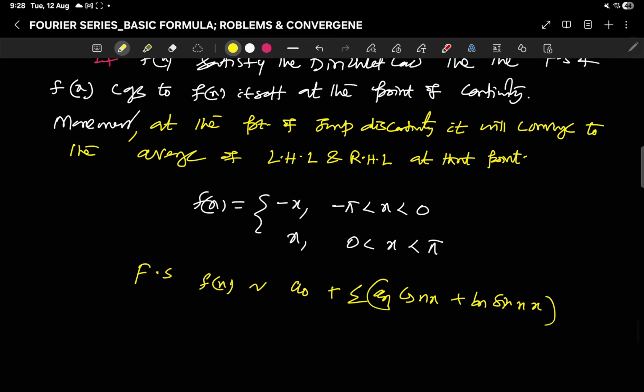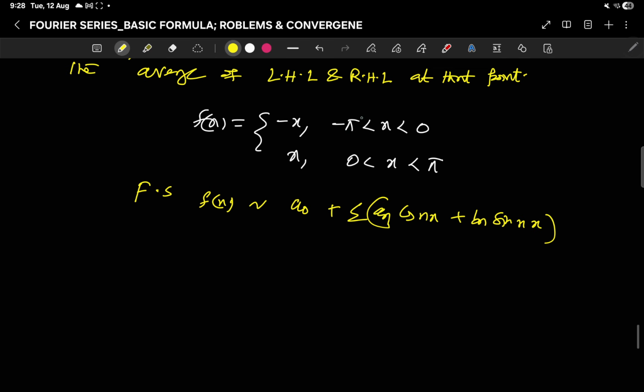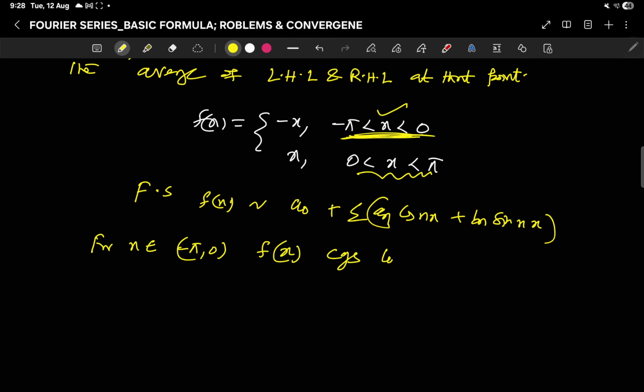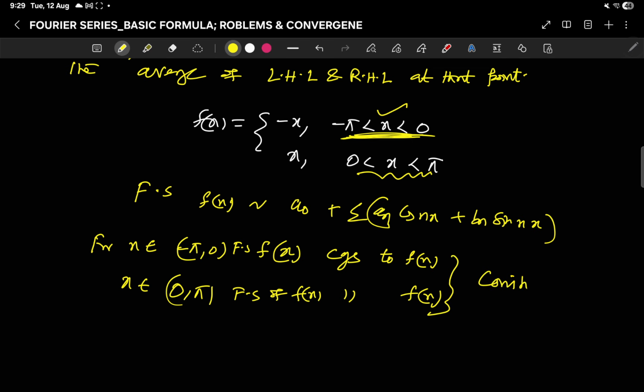So what will happen? At any point in between this, it is a point of continuity. So for x belongs to (minus pi, 0), the Fourier series of f(x) converges to f(x) itself. Similarly, for x belongs to (0, pi), the Fourier series of f(x) converges to f(x) itself. So this is about the point of continuity.